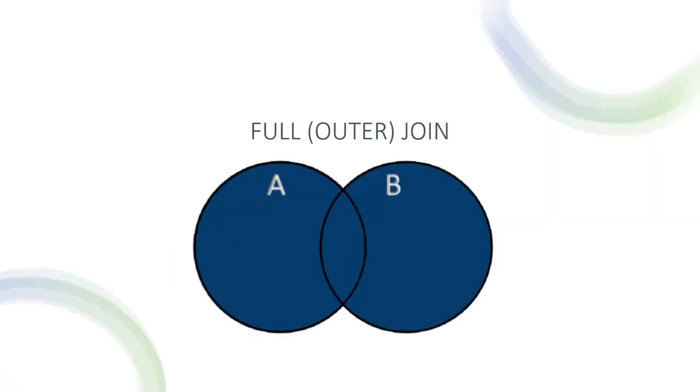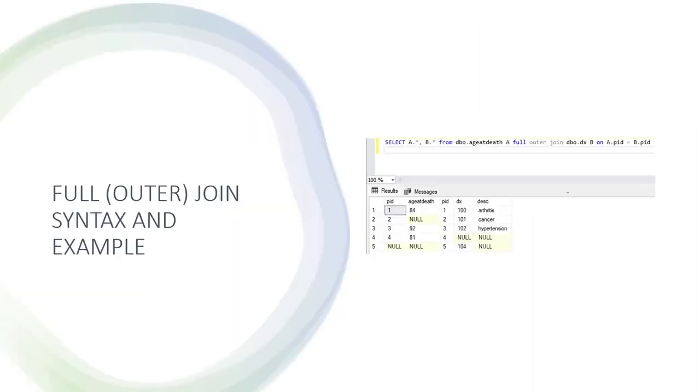And then full outer join is the last main command we'll talk about. This is joining basically every value, even if there are no values. You're just pulling everything from both tables and matching them onto each other on one variable. So: select a dot star, b dot star from dbo.age_at_death, full outer join, dbo.dx b on the patient ID. This one also looked the same as the previous one. As you can see, they look exactly the same.